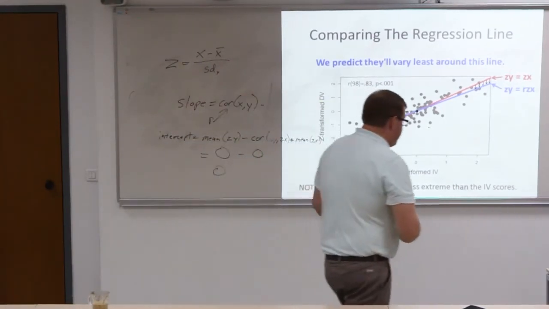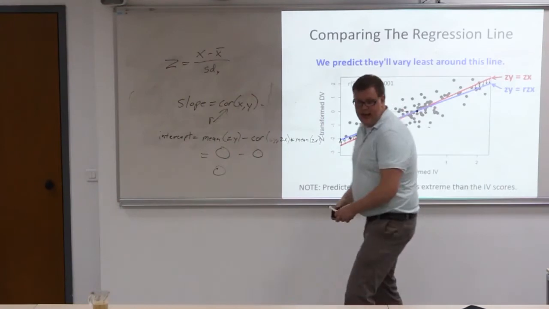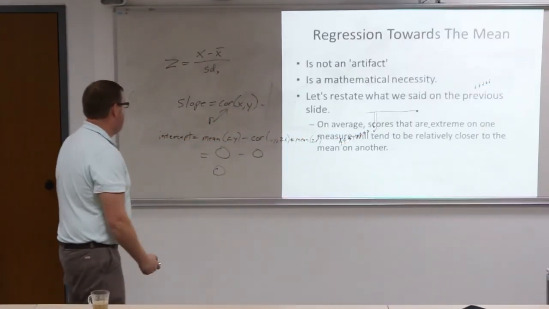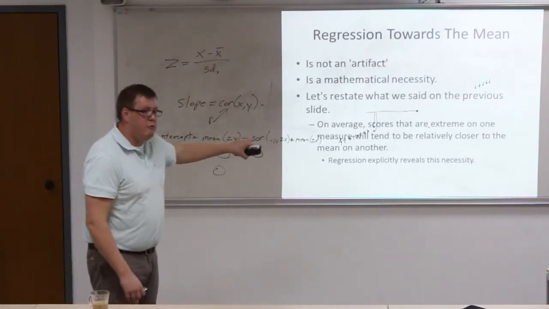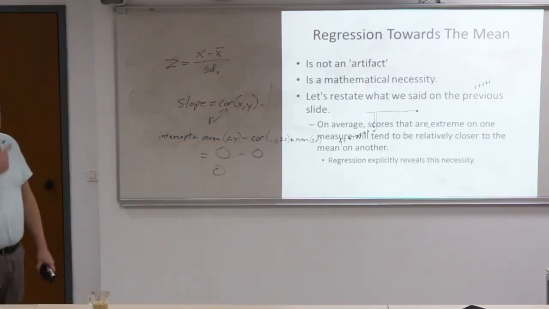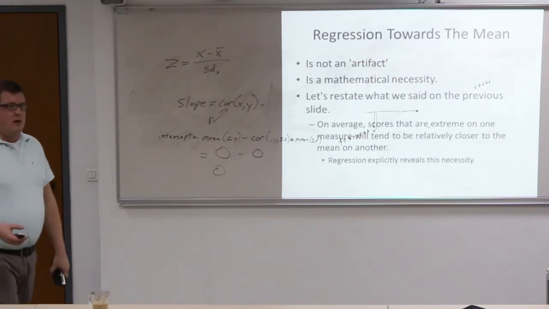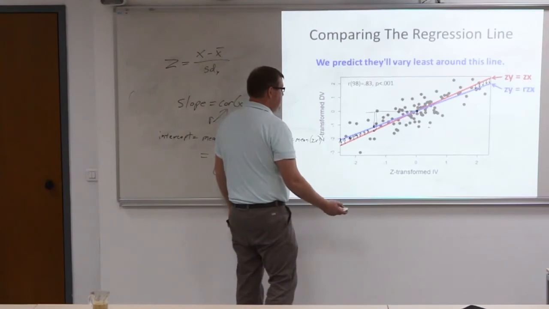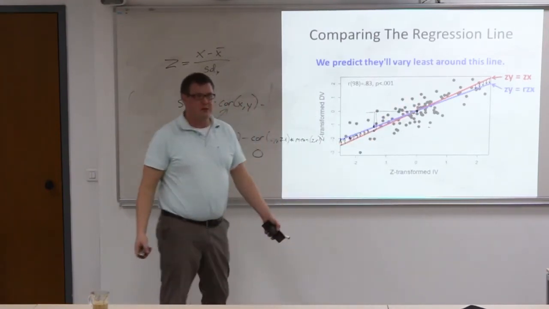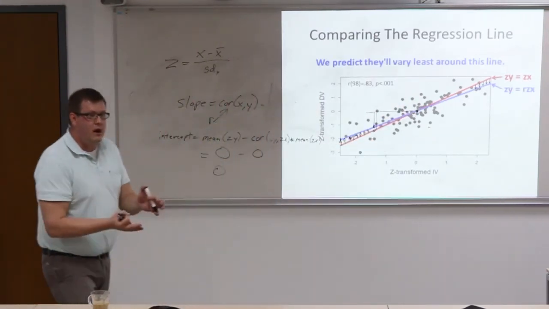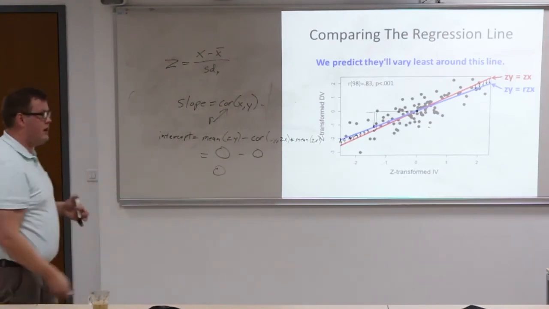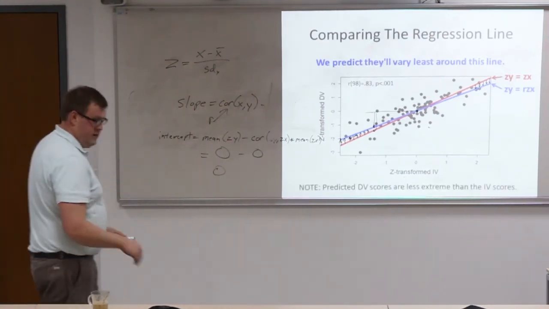In the last slide, I said that regression explicitly reveals this necessity, right? So when we do the regression and compare it to the line that we would have if there was a perfect correlation, we see that our predictions, on average, are closer to the mean than what the perfect correlation would indicate. Okay.